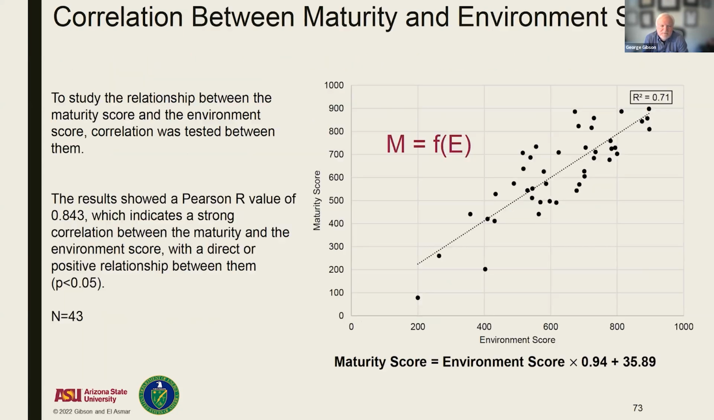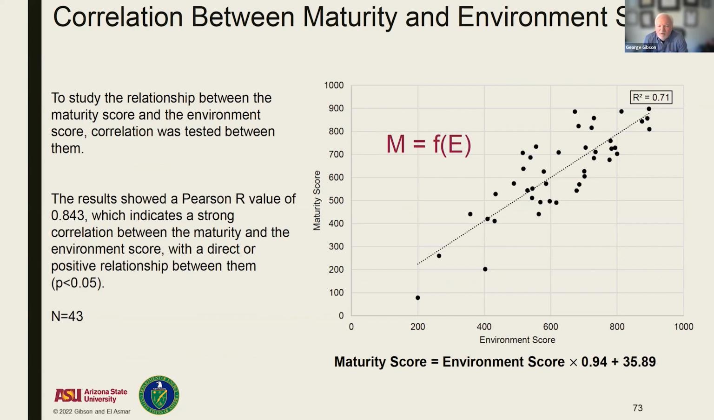Next slide, please. As I mentioned earlier, the big thing that came out of this, I think Melissa was the one who brought it up, is that the biggest thing we found is maturity is a function of environment. Almost a 1-to-1 function. An R squared of 0.71 is an extremely high R squared.